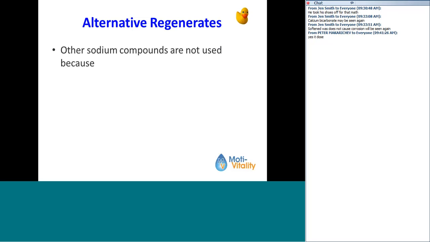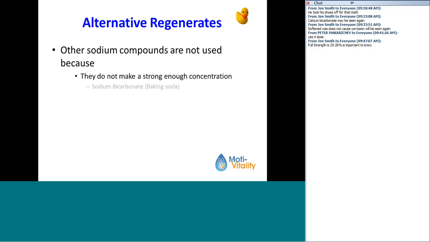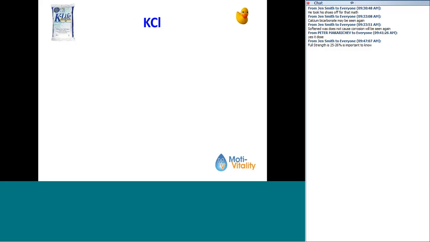You can use alternative regenerants like other sodium. I mean, theoretically, you can use alternative regenerants. Other sodium compounds are not usually used because they don't make a strong enough concentration. For example, sodium bicarbonate or baking soda. They add contaminants to the water like sodium nitrates. Not cost effective like sodium citrate.